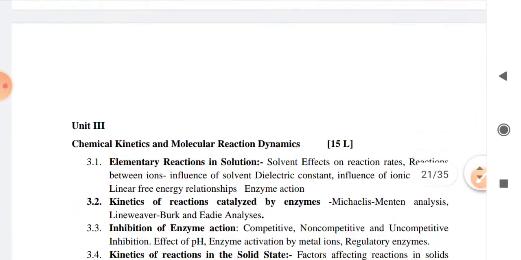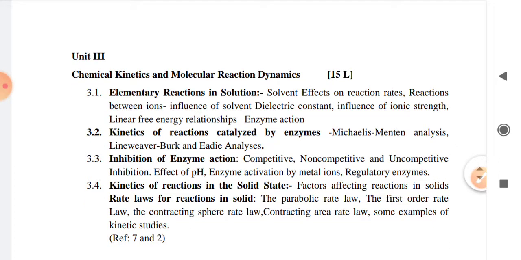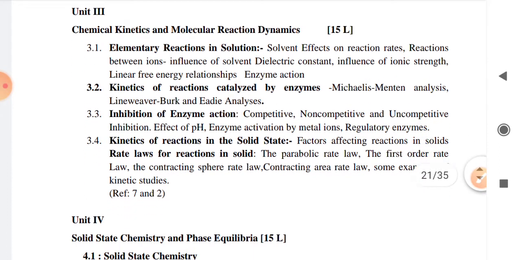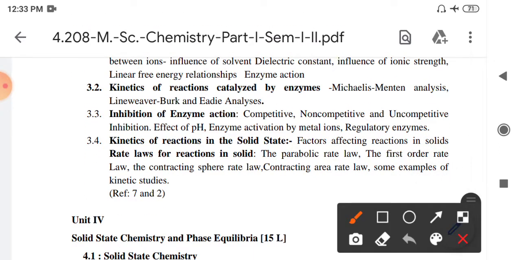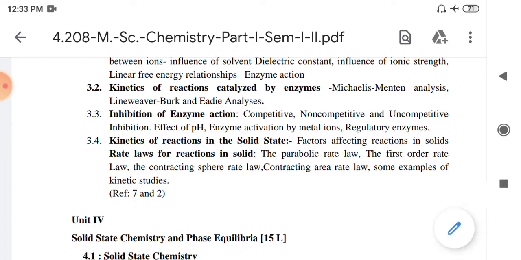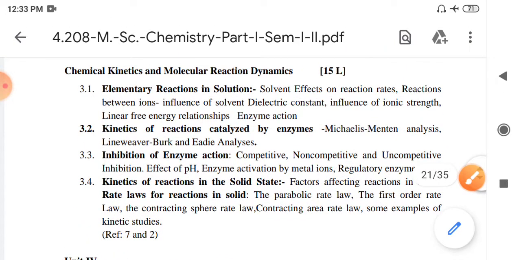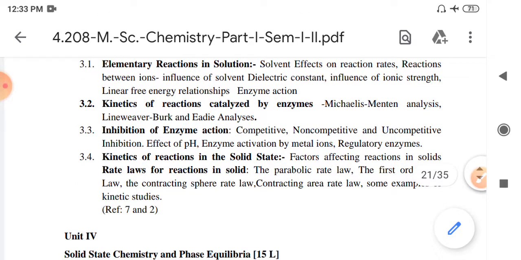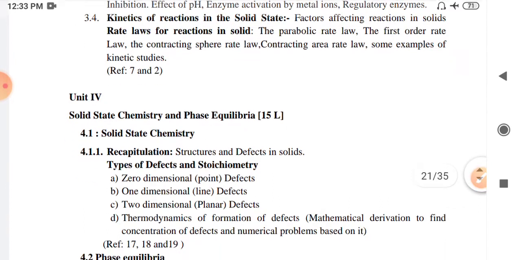The other three units are like chemical kinetics, where we will mainly focus on enzyme catalysis and solid state reactions. Most of this syllabus is based upon enzyme catalysis reactions. We will see the various factors which affect enzyme catalysis. And one important point is the reaction in solid state chemistry. When we start this unit, we can get into the detail of the syllabus for that particular unit. So these are some introductory aspects.